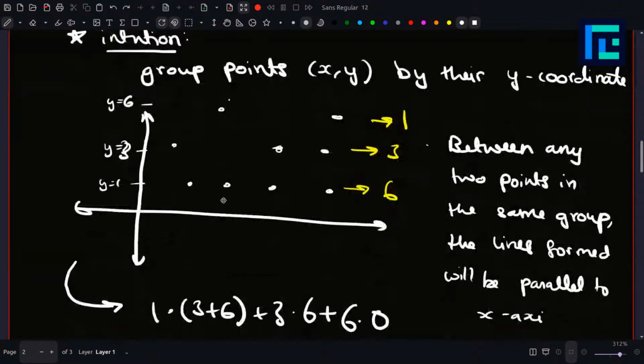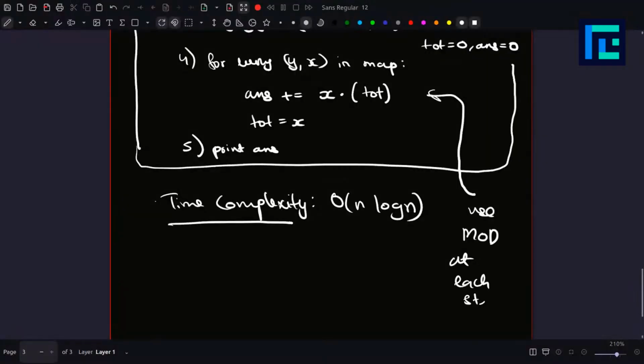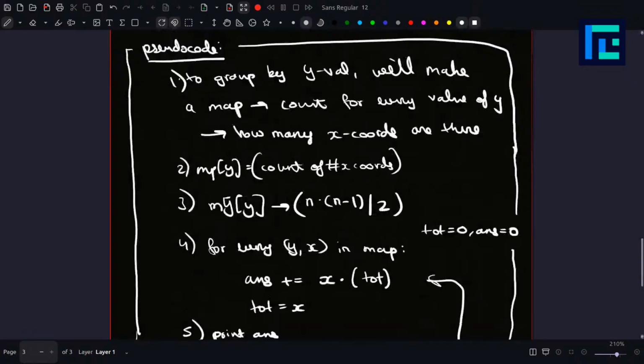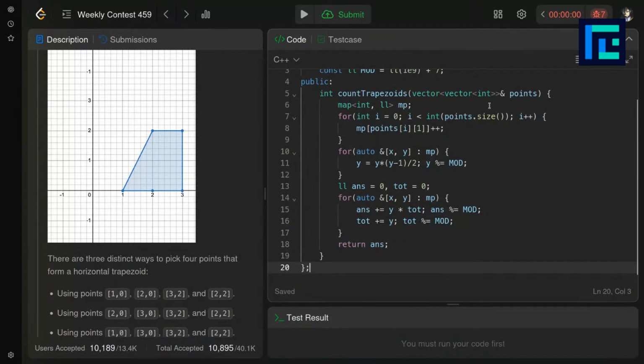With maps. Also, please note, use modulo at each step. Here I've not written it in the pseudocode, but since the answer is required with modulo, use mod at each step. That's the important thing. If you miss that, you will get wrong answer and you'll be stuck for a while thinking what went wrong.